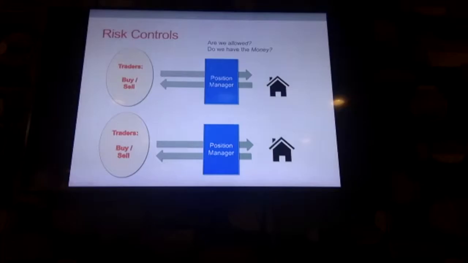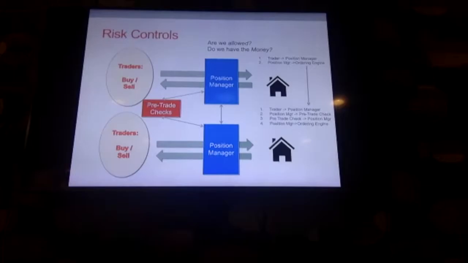So what we end up talking about when we talk about risk is pre-trade risk, right? These are checks that happen before you actually send your orders to the market. So not only do we have the position managers that are now talking to each other in order to reconcile which positions you're actually dealing with, you're actually now sending messages to and from the pre-trade risk checks as well. And as you can imagine, this increases our complexity from 2 hops to 4 hops. Makes life a little bit more difficult.